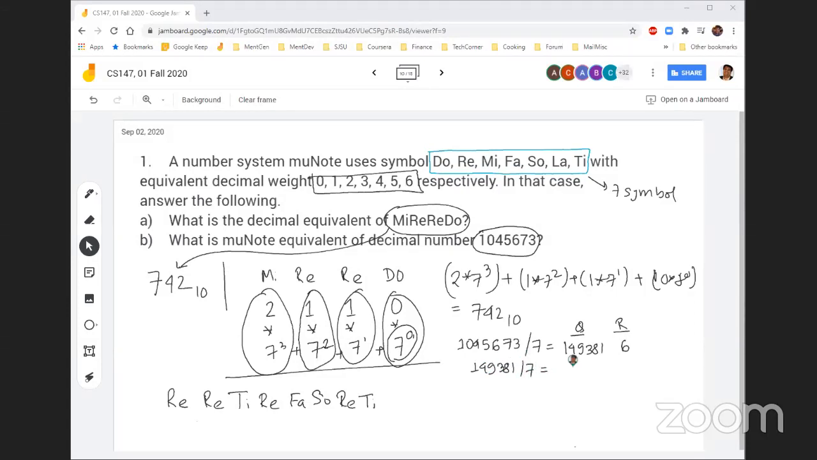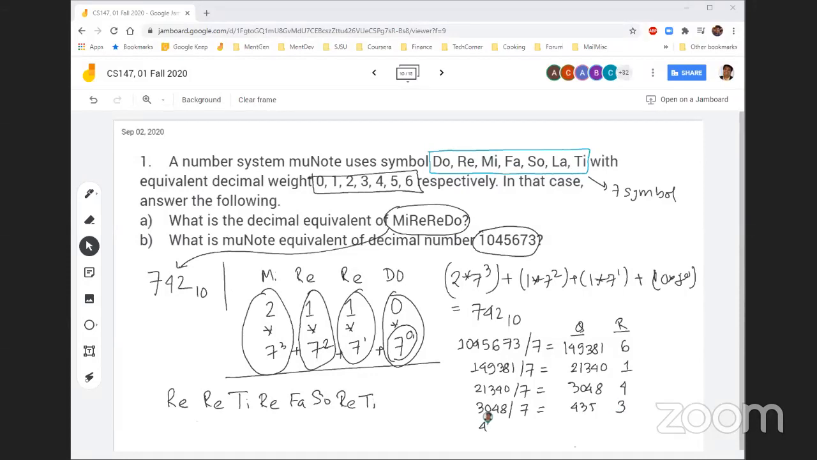And then we repeat that. So this is maybe 21340, right? Yeah, and the remainder would be 1. Then 21340 divided by 7 is about 3048, remainder 4. Then 3048 divided by 7 is 435, and the remainder would be 3.